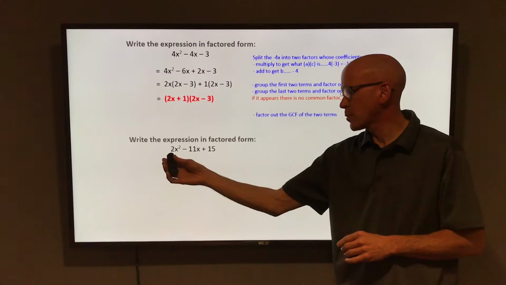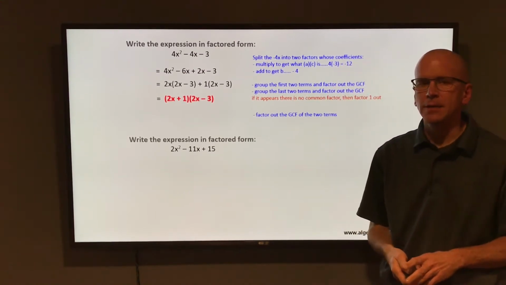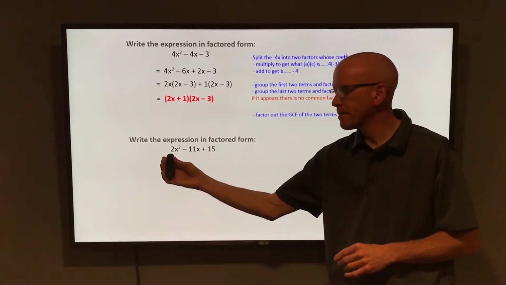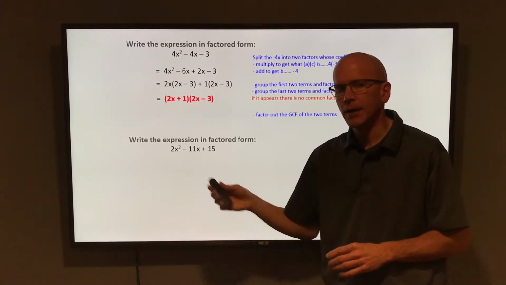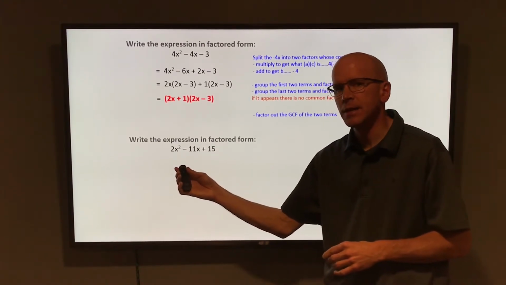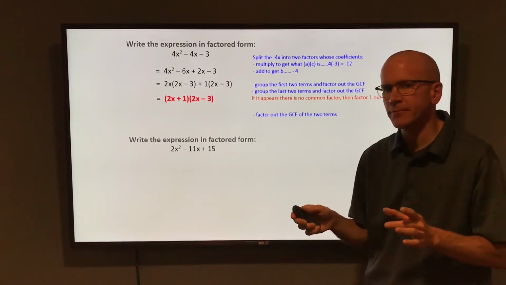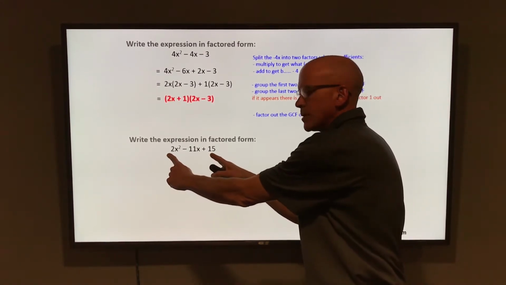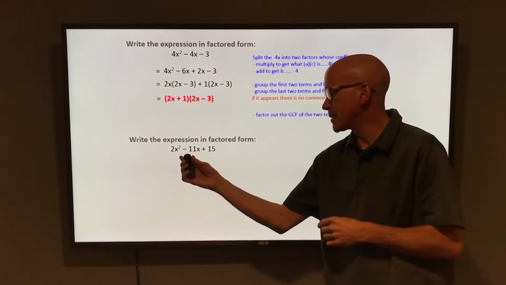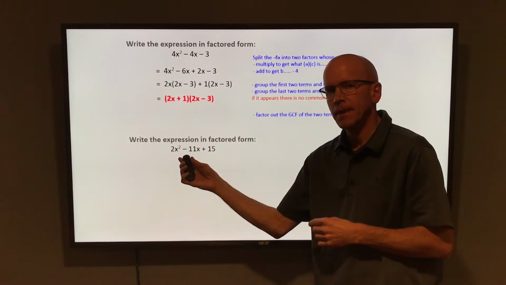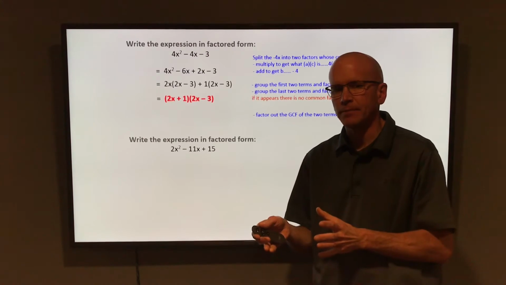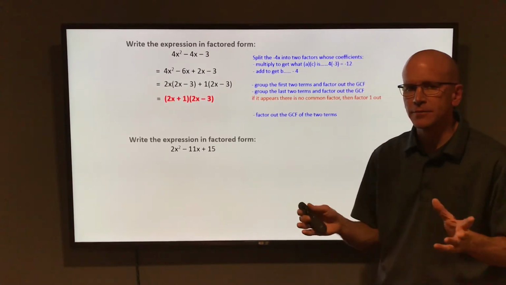I'm going to take this 2x squared minus 11x plus 15 and factor that into two binomials. Again, the coefficient of x squared is something other than 1, and there is no common factor to factor out. So we're going to do factoring by grouping. We're going to split this negative 11x into two terms. The coefficients of those two terms, the numbers in front of the x, will multiply together to get what 2 times 15 is. So they multiply together to get 30, and they add together to get this middle coefficient of negative 11. Now forget the negative sign right now. Just think of two numbers that multiply to get 30 and add to get 11. And then we'll worry about the negative or negatives later.